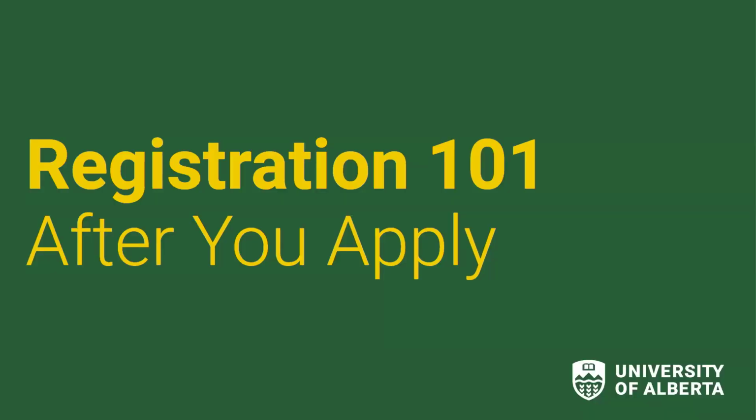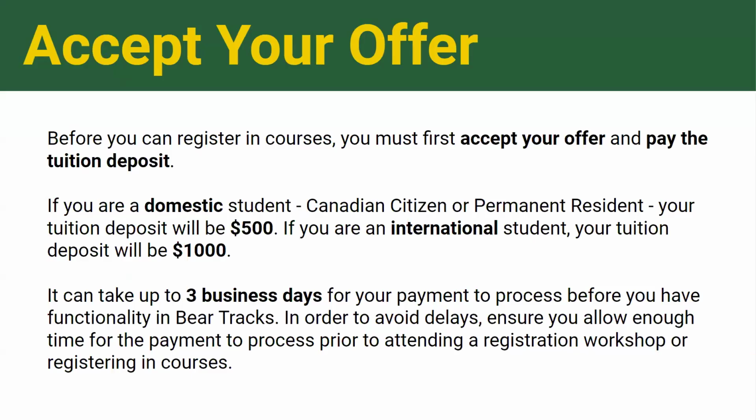So for after you apply, you must accept your offer. This will enable you to register in your courses and essentially get full functionality in Bear Tracks. So before you can register in your courses, you must first accept your offer and pay the tuition deposit. If you're a domestic student, Canadian citizen, or permanent resident, your tuition deposit will be $500. If you're an international student, your tuition deposit will be $1,000.